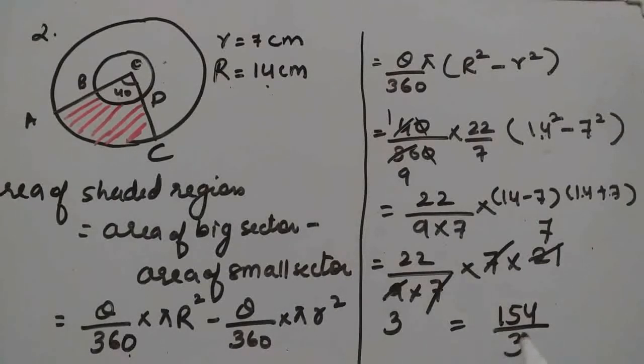154 by 3. Now if you want to write in decimal, 3 5s are 15, 3 1s are 3, then 1 will remain, so it will become 51.33 centimeter square is the area of this shaded region.